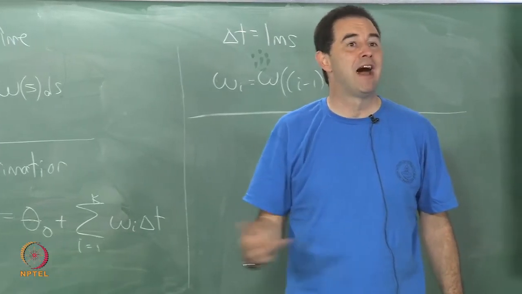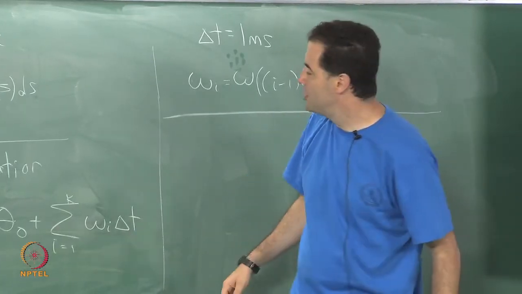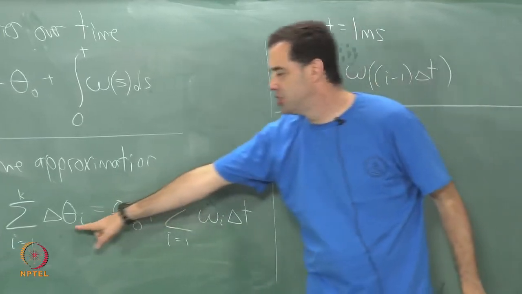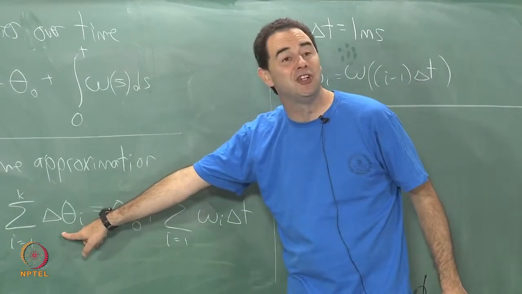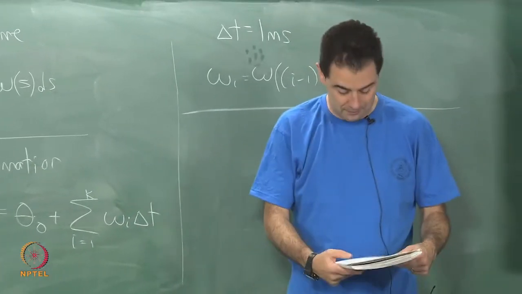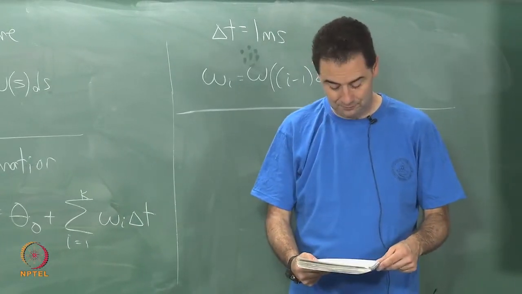So I get some sloppy numbers, and I'm going to do this kind of numerical integration by just trying to estimate the change in theta. How much did theta change in each millisecond? And I just want to add that up. Is that pretty easy? Sound reasonable?